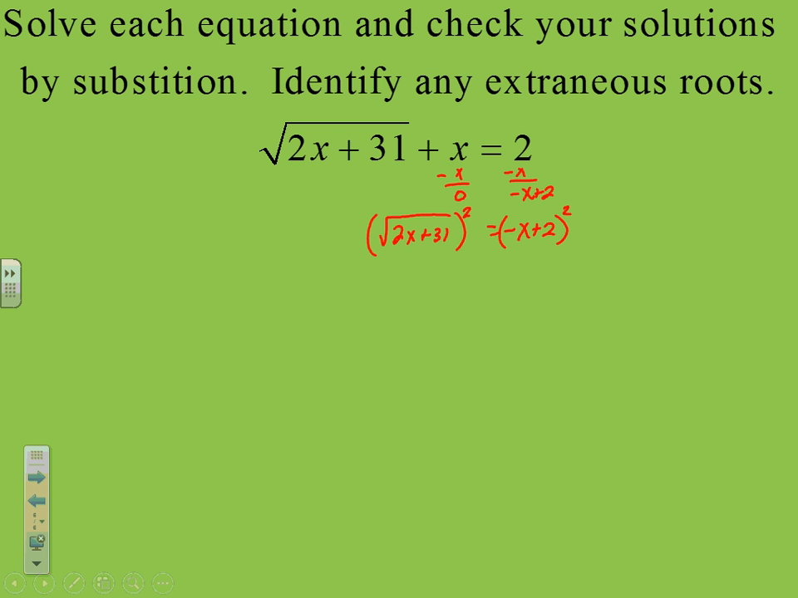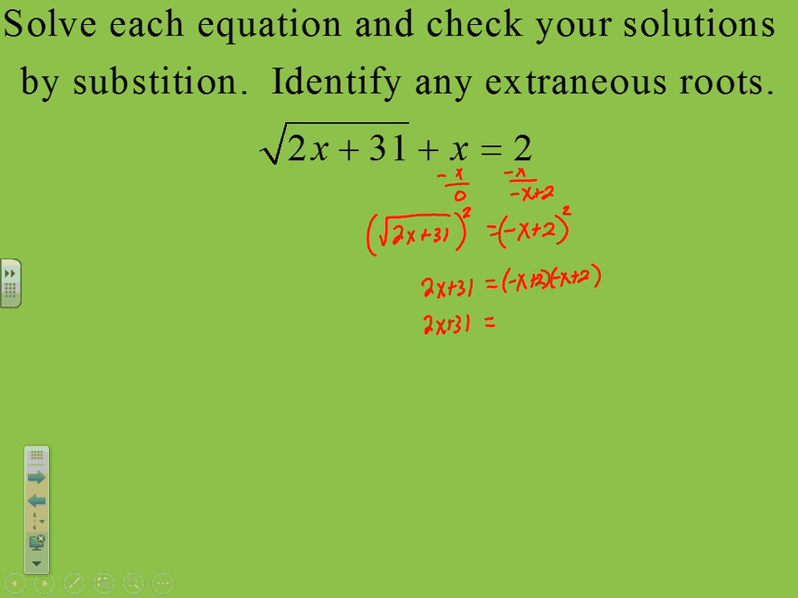Well, at this point, we have the square root isolated, so that means it's time to square everything, so we can undo it. On the left side, we're going to just wind up with 2x plus 31, because if I square the square root, they undo each other. On the right side, you can see we're squaring an expression, negative x plus 2, squared. So 2x plus 31 on the left side is just hanging out right now, nothing really to do.